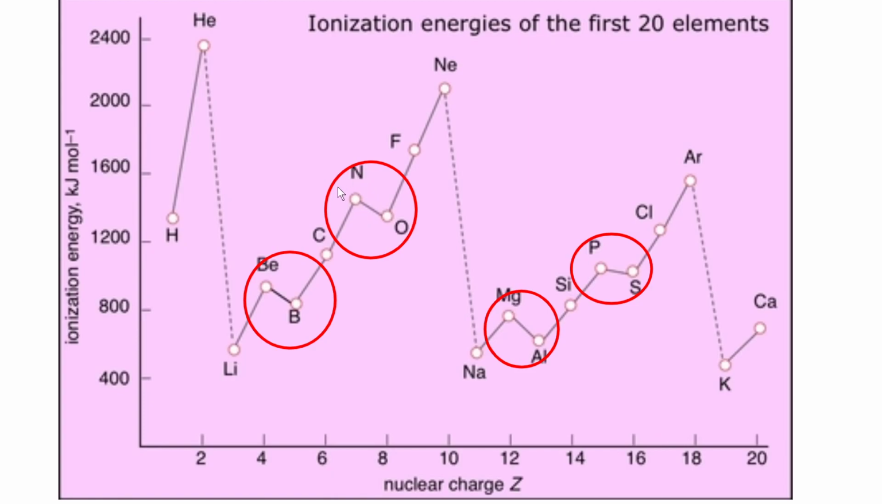So with nitrogen, we've got all our p orbitals with 1 electron in them. Oxygen, we've added 1 electron to our p orbitals, which has got a pair, meaning it's now easier to remove, and hence it's lower in energy.